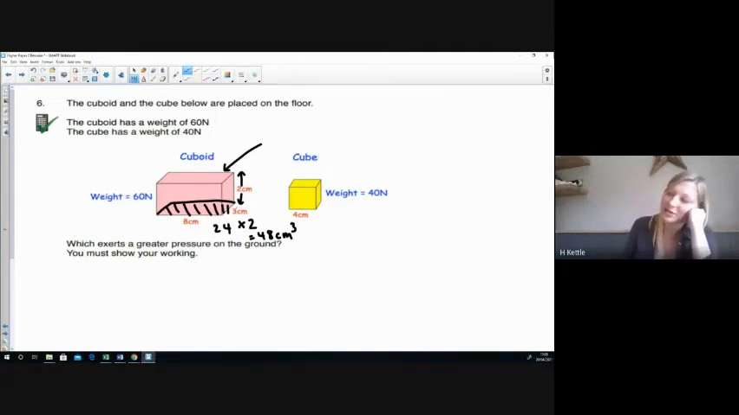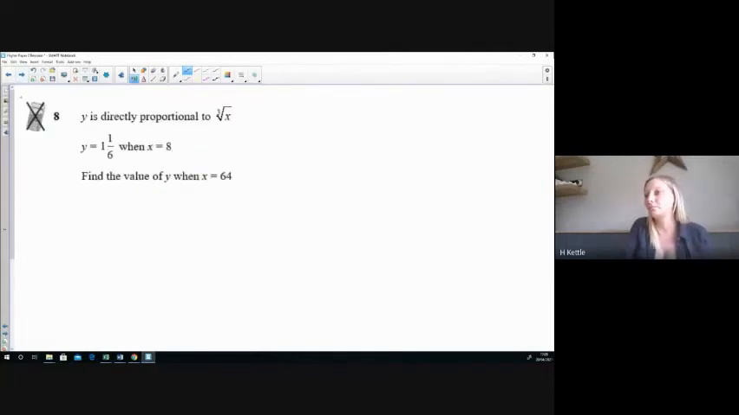You can do 8 times 3 times 2. You could do 2 times 3 times 8. You could do 2 times 8 times 3. It doesn't make a difference with a cuboid, but it's going to be the area of the cross section times by how long it is. Okay, that's going to get you your volume.